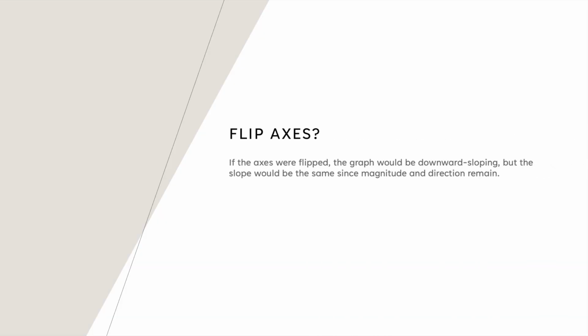Could the axis be flipped? Yes, the axes could be flipped with no problem. The graph would still show pretty much the same information, but sloping in the negative direction.